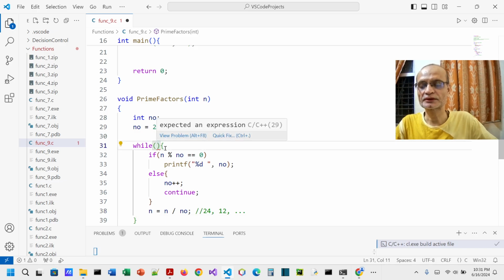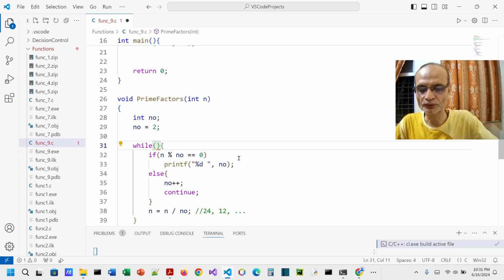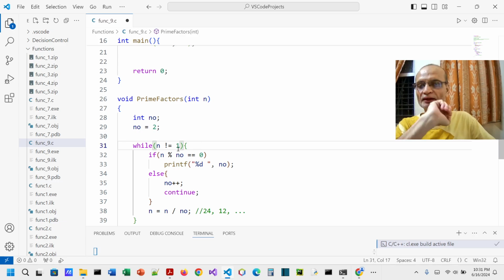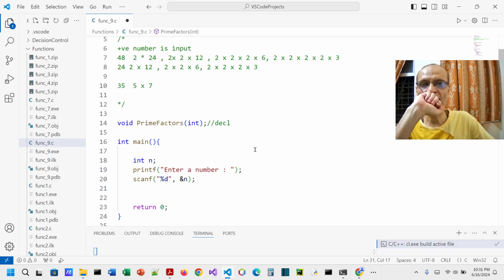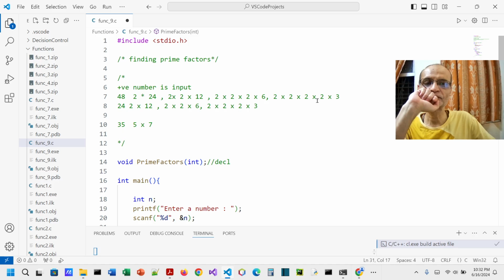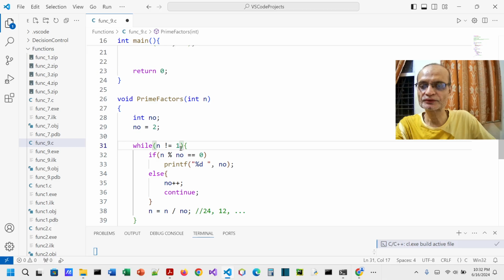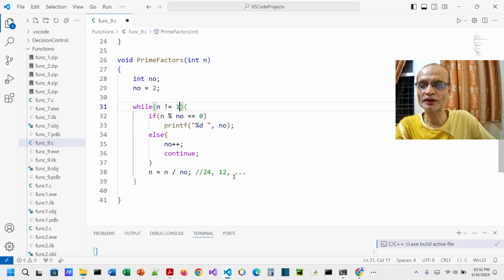Now the issue is what the ending condition is. As I told you, n should not be equal to 1. Why? Because in the end what you will get is 2 into 2 into 2 into 2 into 3, that means 6 is 2 into 3, then further the last one is 1, and you don't require that. So n not equal to 1, essentially when you keep on dividing, n should not be equal to 1. That is the logic, otherwise you print the factors, and you are done.